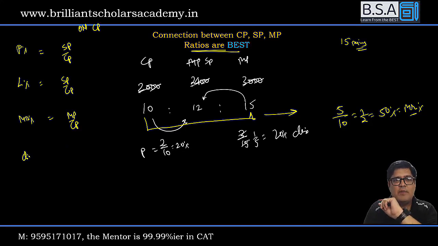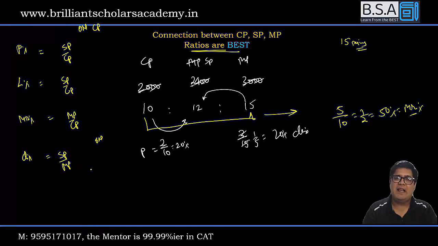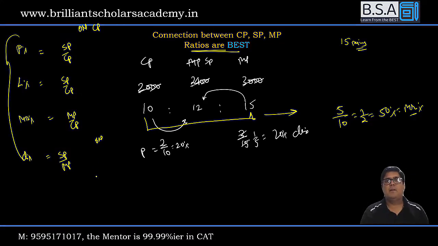What is discount percentage on? Discount percentage is on marked price. So if you can form SP upon MP, you can still calculate this very fast. So I want you to copy down this as well. I'll show you this through examples. On the left hand side, I'm simply trying to tell you ratios are your best friends when it comes to percentage change, because they're very simple numbers.